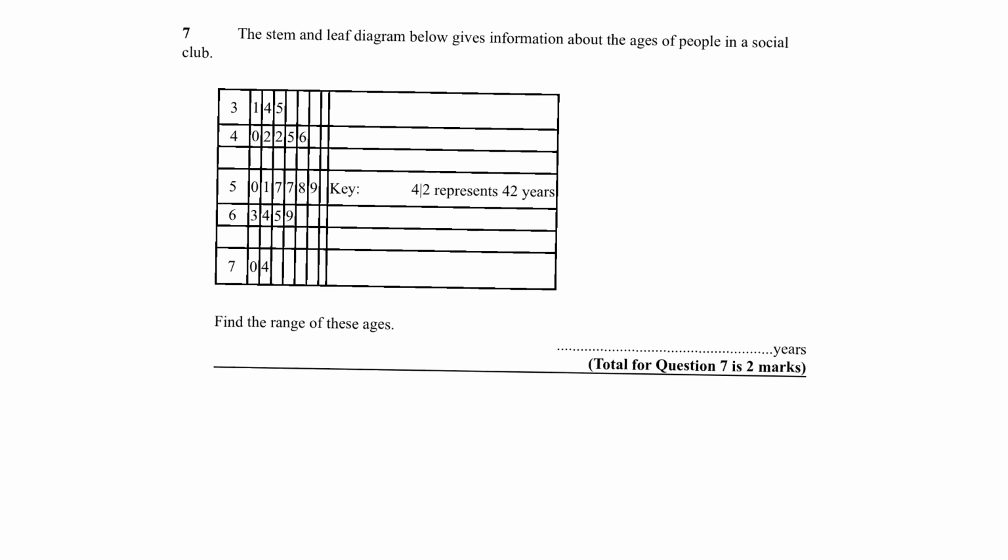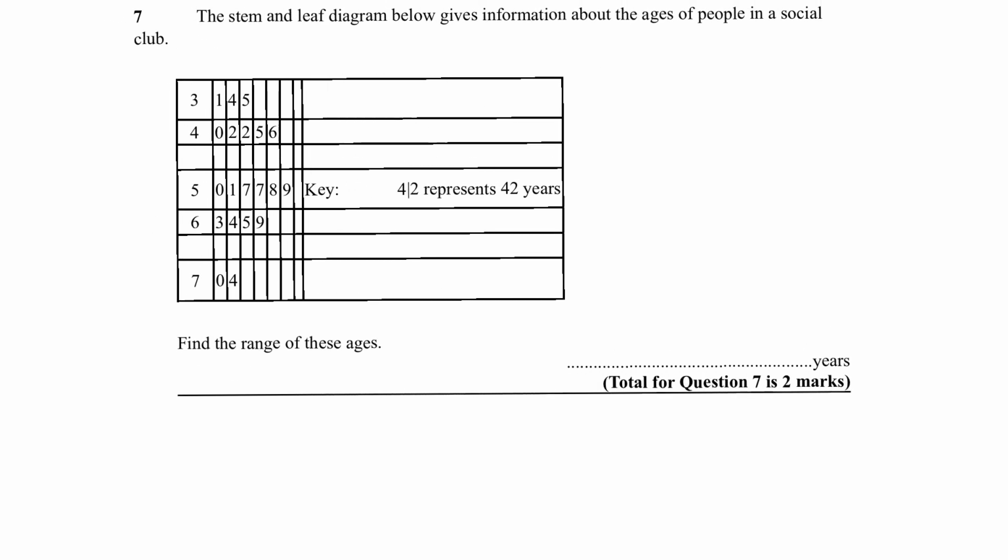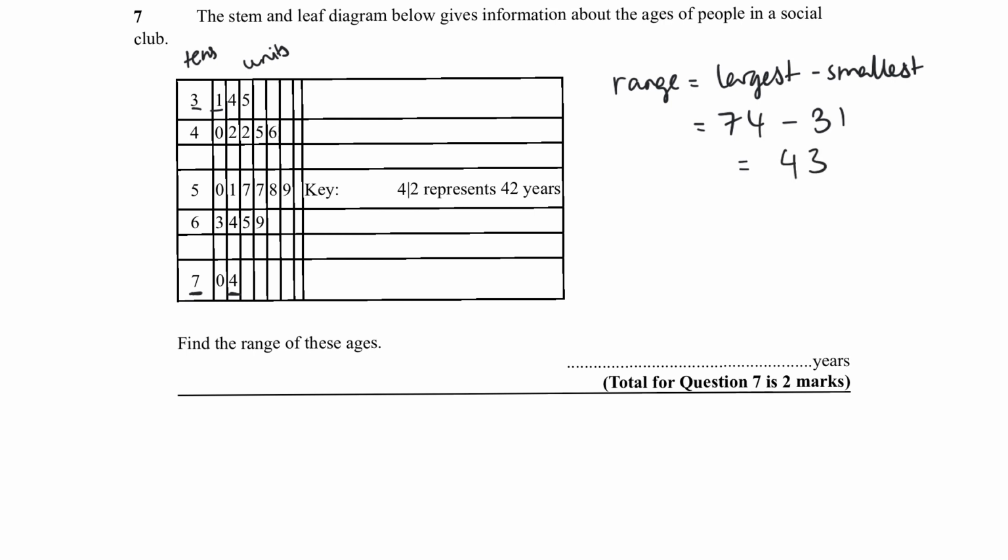Okay, then moving on. It says that you've got a stem and leaf diagram. Again, it's come out a bit funny, but we can work through this. It says below gives information about the ages of people in a social club. So it wants us to find the range of these ages. We know that range is your largest value take away your smallest value. So the largest value in the table is 74. Remember, with your stem and leaves, you've always got your tens, and then your units. So it would be 74, and the smallest value is 31. So 74 minus 31 would leave you with an answer of 43. So 43 would be the range.